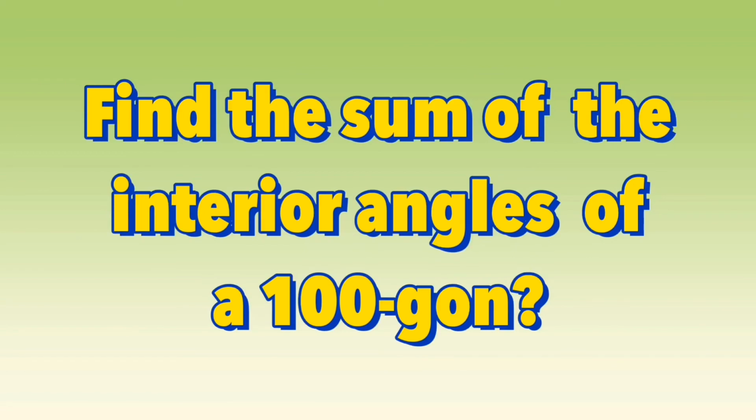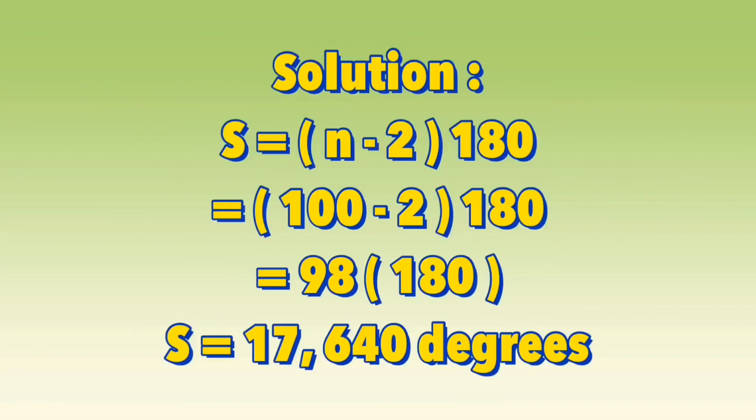Next problem, number 5. Find the sum of the interior angles of a 100-gon. Meaning to say, the number of sides of the polygon is 100. Since we are going to find the sum of the interior angles, we use the formula S equals n minus 2 times 180, where n stands for the number of sides of the polygon. We substitute now: 100 minus 2 equals 98, times 180. The sum now is 17,640 degrees.